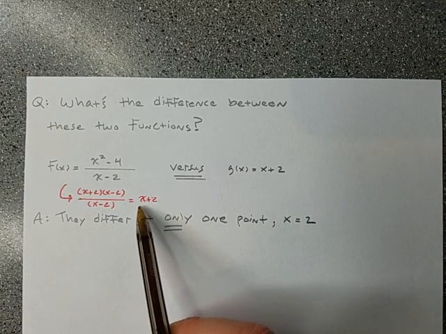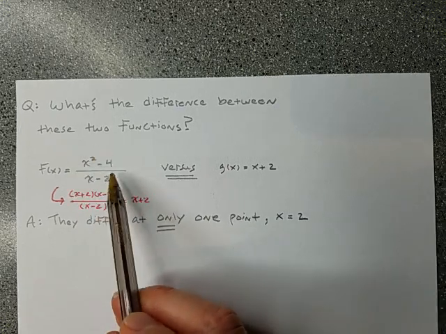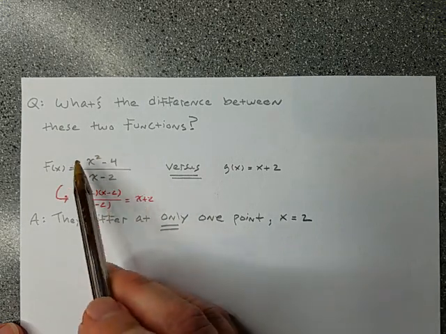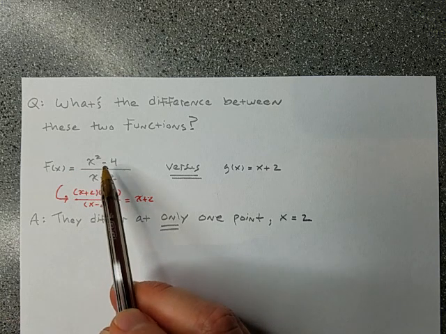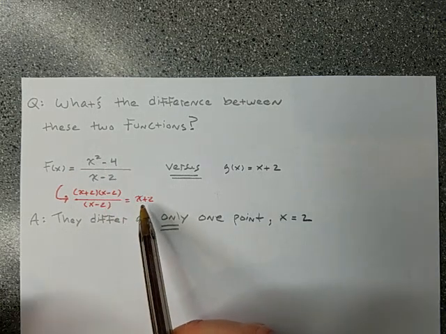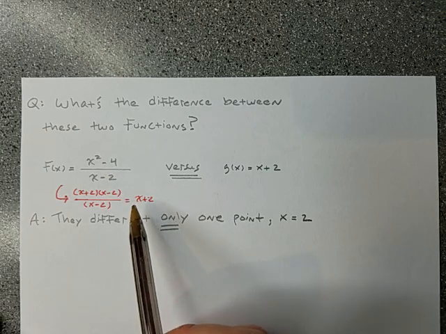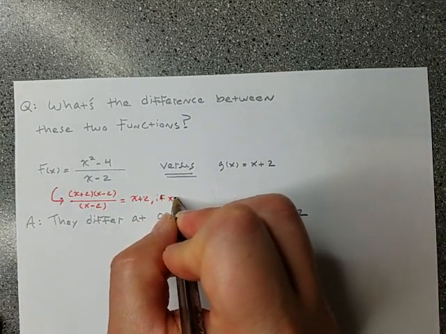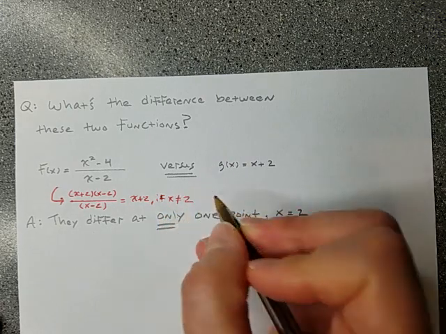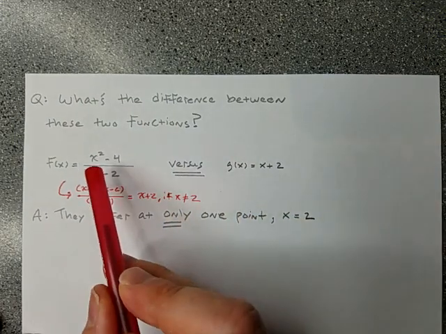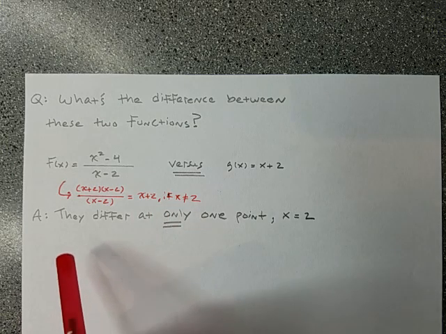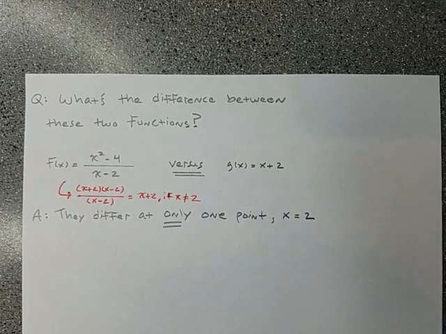Does this formula give you the same answer as that one all the time or not? Well, when you put 2 into this function, it's undefined. But when you put 2 into this one, you get 4. So no, they don't agree at 2. You could reduce this to that only if x wasn't 2. That's undefined at 2.